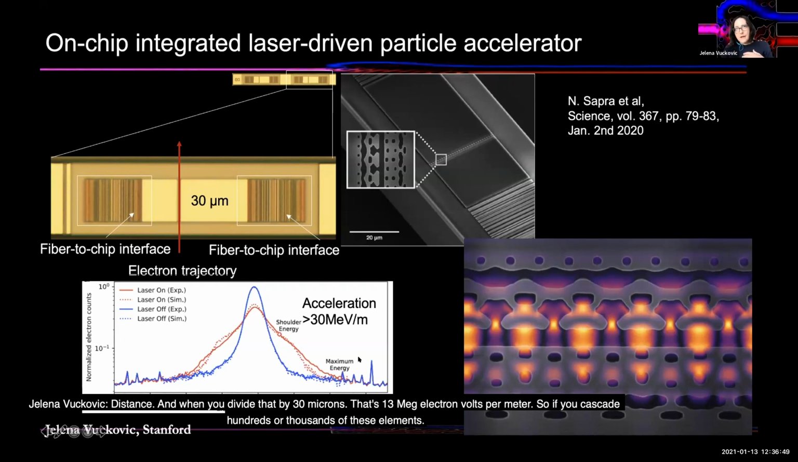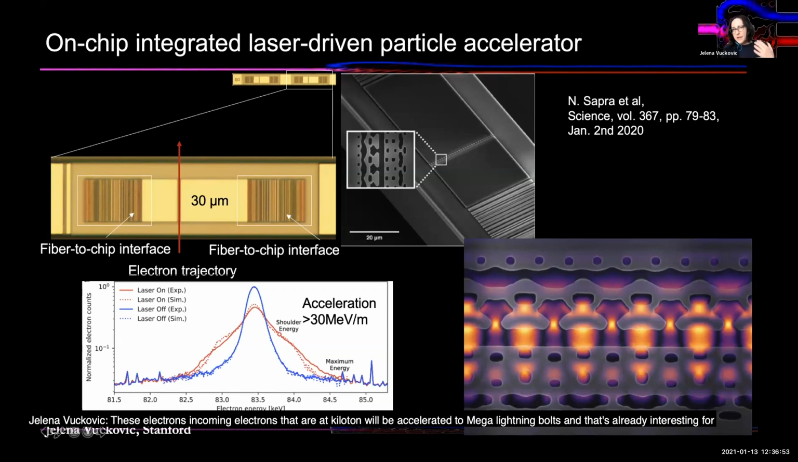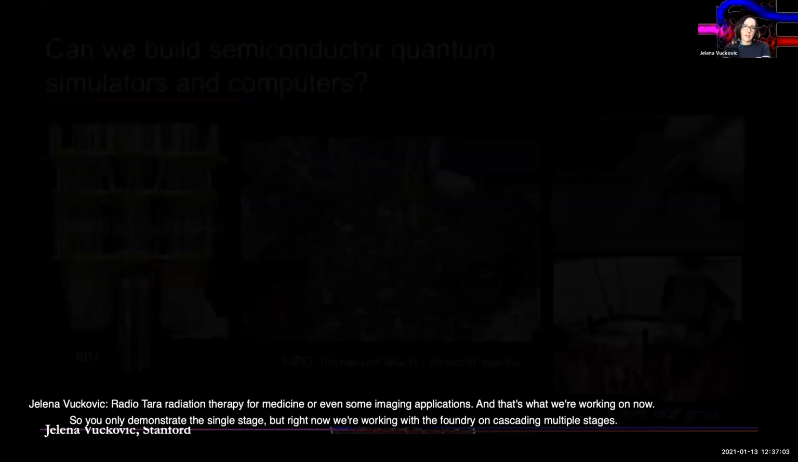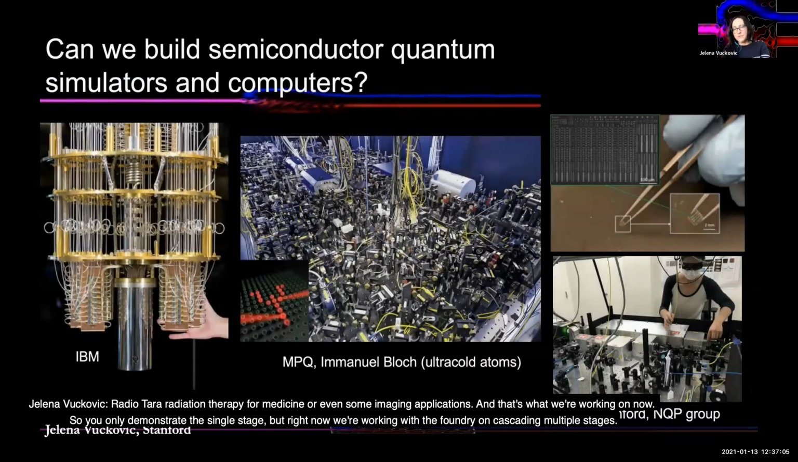So if you cascade hundreds or thousands of these elements, these incoming electrons that are at 80 kilo electron volts would be accelerated to mega electron volts. And that's already interesting for radiation therapy, for medicine, or even some imaging applications. And that's what we're working on now. So we only demonstrated a single stage, but right now we're working with a Foundry on cascading multiple stages.